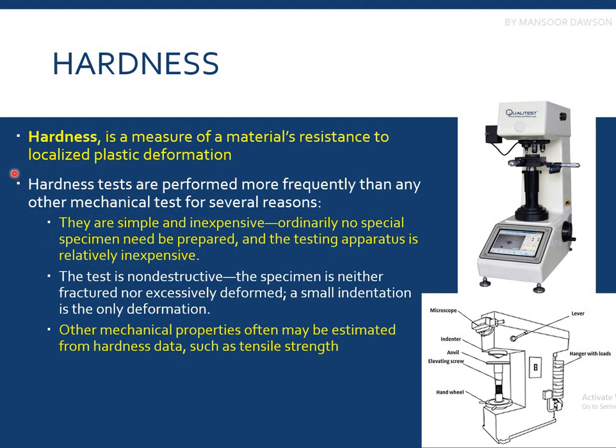What is meant by localized? That is, at a certain point. For example, you have a metal specimen like this, and you check hardness on this point, on this point, on this point, on this point, and on this point. So these are localized points where you can check the hardness.